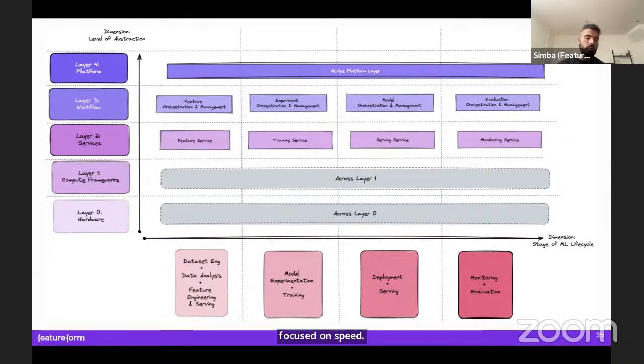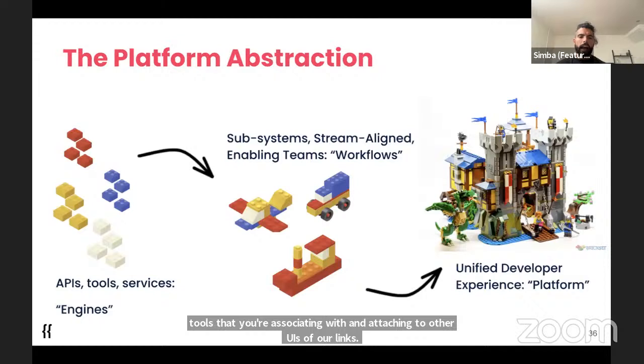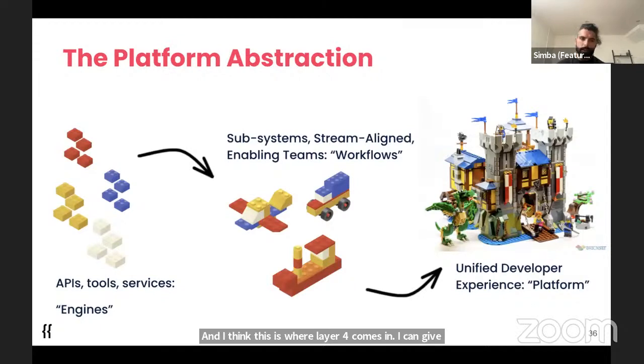There's surely other internal tools that you're associating with and attaching to, other UIs, other links. And I think this is where layer 4 comes in. I can give you Spark, I can give you a training engine, I can give you Kubernetes. That's the leftmost side. It's like the Lego blocks. Putting them together is what builds, like with Featureform, what we do is we're a way to put together Spark and Redis to work together like a feature platform. With Seldon, similarly, with MLflow, similar. They build these subsystems. There's the data subsystem, the training subsystem, the deployment subsystem, and the monitoring subsystem.